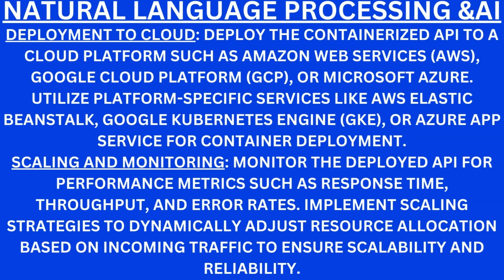Utilize platform-specific services like AWS Elastic Beanstalk, Google Kubernetes Engine, GKE, or Azure App Service for container deployment. Scaling and monitoring. Monitor the deployed API for performance metrics such as response time, throughput, and error rates. Implement scaling strategies to dynamically adjust resource allocation based on incoming traffic to ensure scalability and reliability.